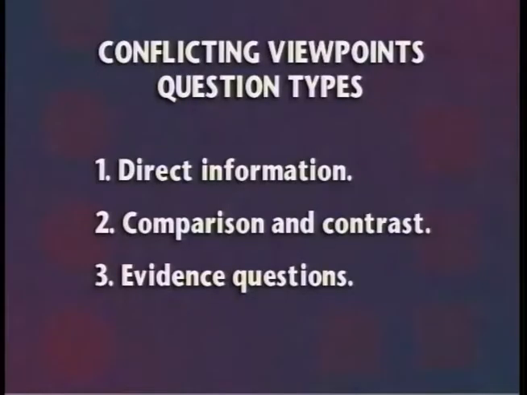You should expect the following types of questions. Direct information. These questions ask you to identify specific information about the viewpoint of Scientist 1 or Scientist 2. Comparison and contrast. These questions will ask you to compare the viewpoints of the two scientists. For example, in what ways are the two viewpoints similar to each other? In what ways are they different? Evidence questions. These questions ask you to identify additional evidence that supports or weakens the argument advanced by either Scientist 1 or Scientist 2. Dr. Smith will now present and explain a conflicting viewpoints example.